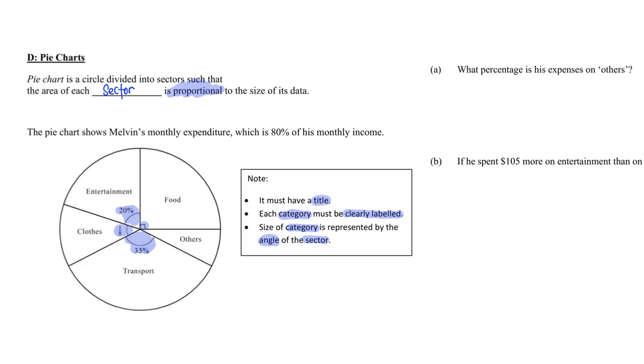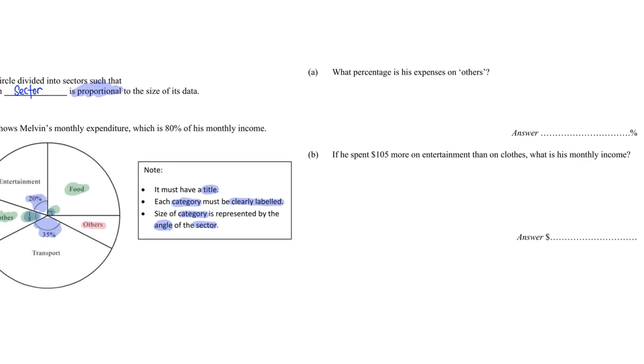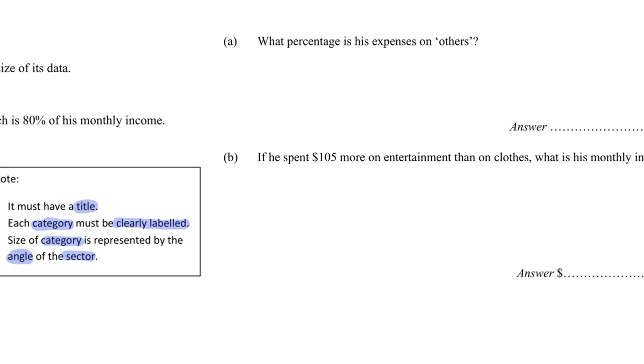What percentage of its expenses are on the others, which is here? Well, since we are talking about percentage, I saw that food and clothes are given in terms of the angles, and I'm going to find the percentage for food first, okay, which is 90 degrees. So you will then see me writing this down.